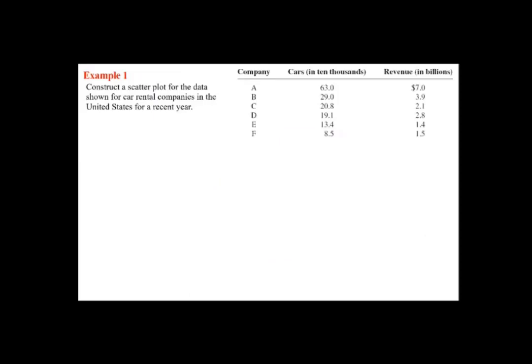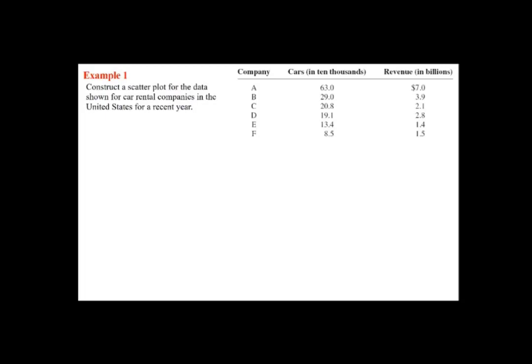We are given the table and we want to construct a scatter plot for the data shown for car rental companies in the United States for a recent year. We have different companies, A, B, C, D, E, F, a bunch of companies, and the cars in 10,000s, and then the revenue in billions. So company A, for example, we see two numbers in front of it, 63 and 7.0.